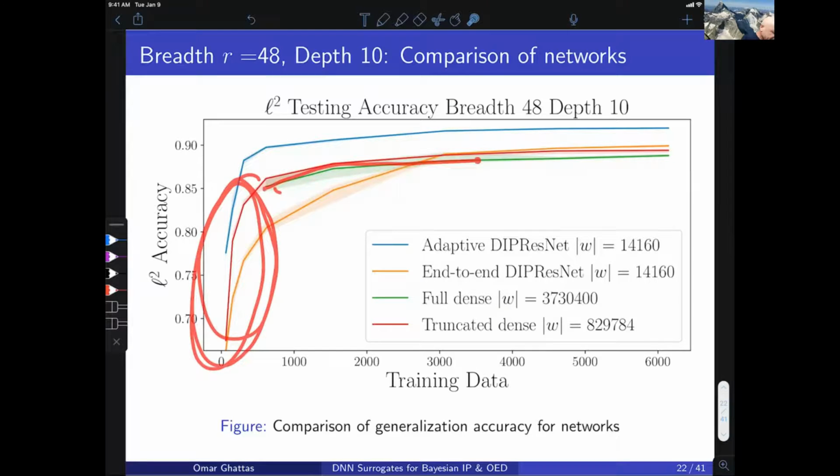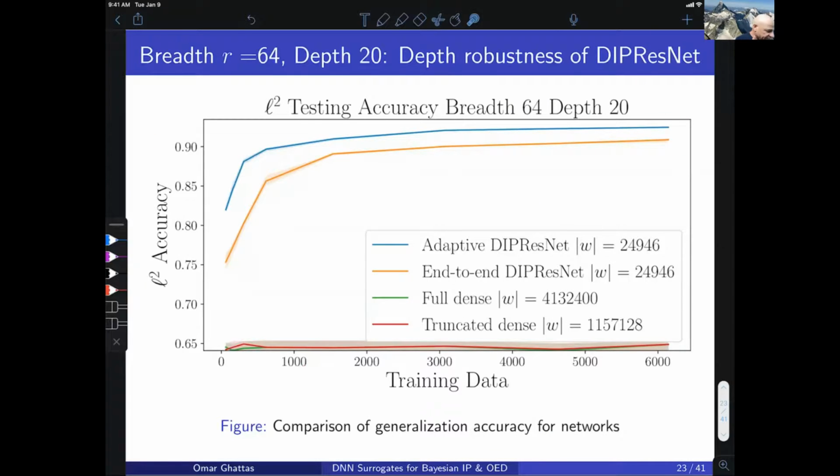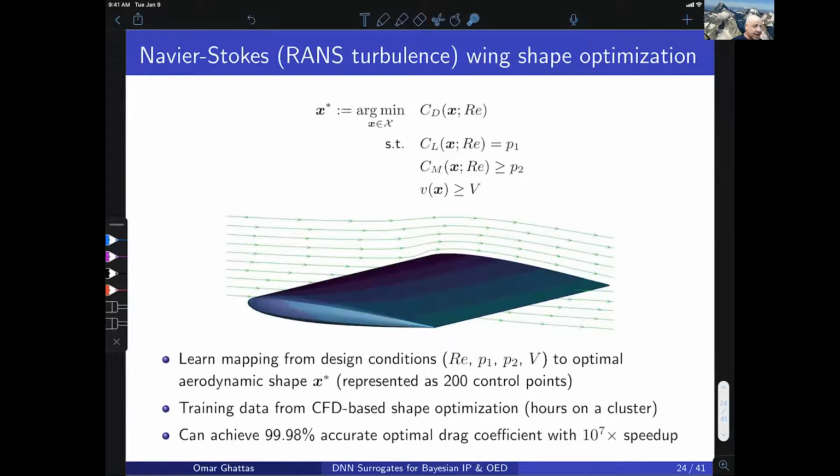This green curve is the full dense, where you just let the network do the dimension reduction. The truncated dense is where you prescribe R equals 48, and then the neural network weights are just determined by the training. Okay, skip that. So here is an application to Navier-Stokes flow around a wing. Maybe let me skip this one to get to the OED.